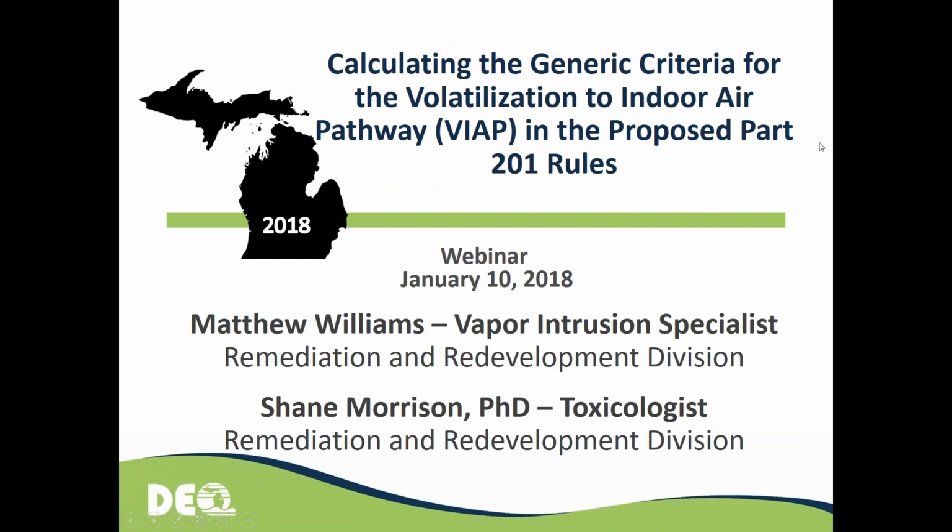Okay, good afternoon, everybody. This is Jim Ostrowski with the DEQ's Office of Public Affairs and Outreach, and I welcome you to our webinar on calculating the generic criteria for the VIAP, summarizing it, in the proposed Part 201 rules. So today we've got a couple presenters with us from DEQ, Matt Williams and Shane Morrison, who will be speaking to us via presentation and showing us some examples on the spreadsheet here.